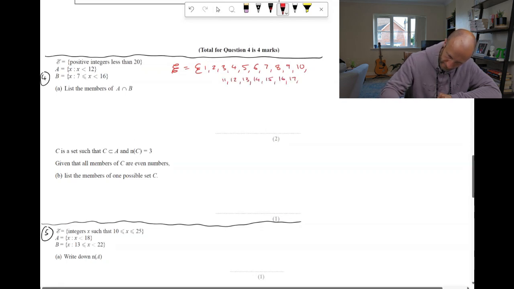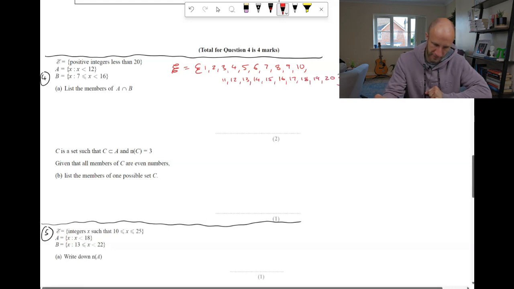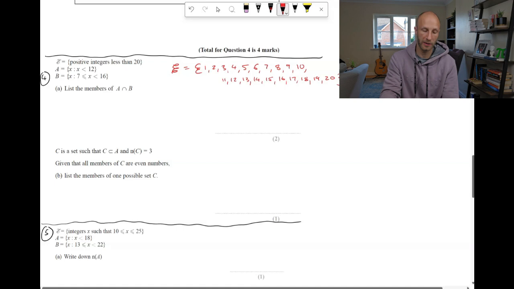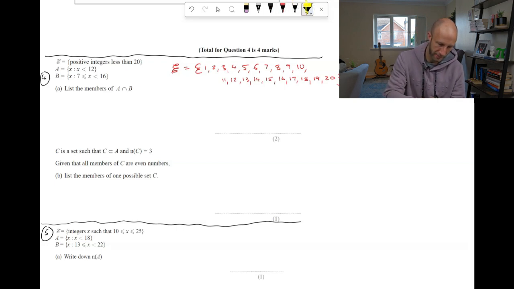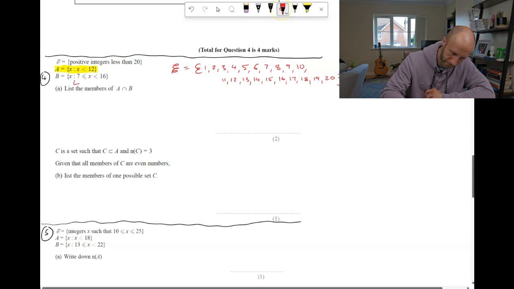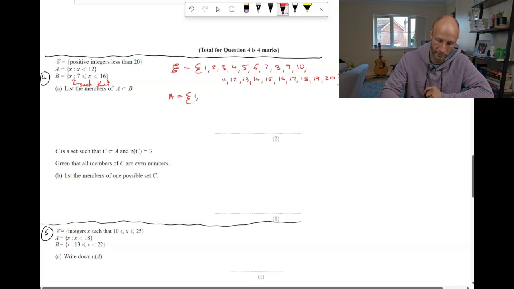So that'd be my universal set. Now, if you remember from my earlier videos, this notation here means A is the set of elements x. The colon in both of these just means such that. So this is x such that x is less than 12. So that means A is just the numbers in the universal set which are less than 12. So that'll be 1 to 11.